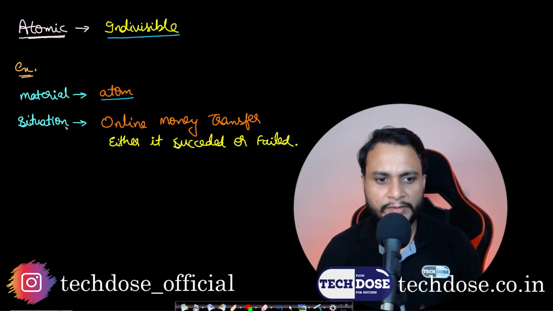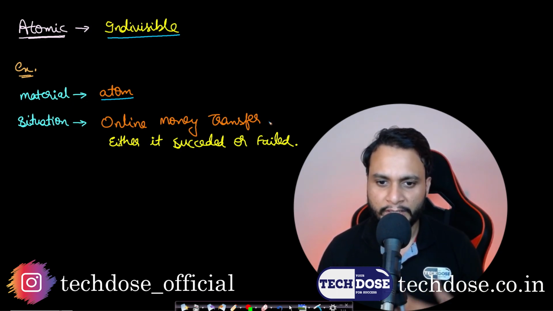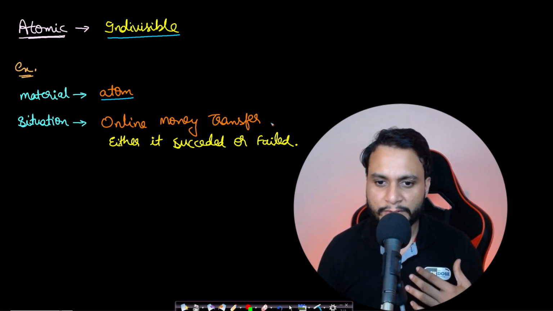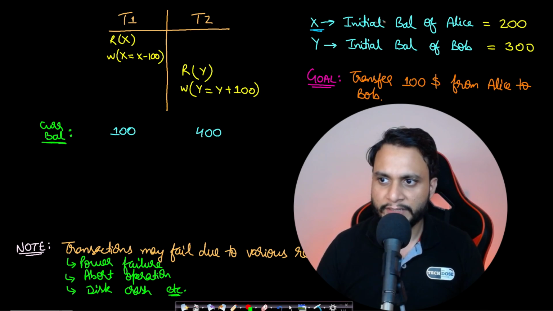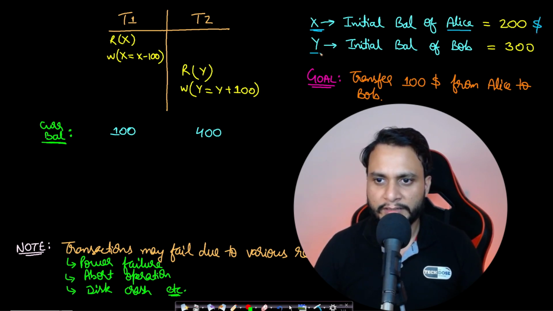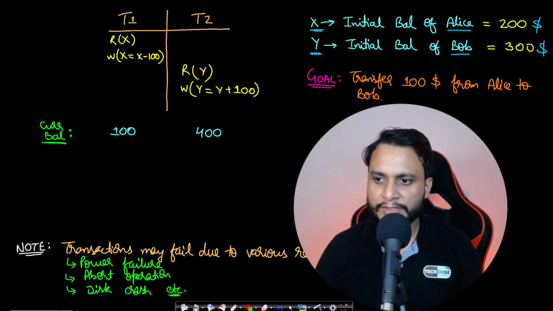On a situational level you can understand that whenever you are doing any online money transfer, then you want that transfer to either succeed or fail, but you do not want your money to get stuck in between. Let's try to understand this with an example. Let's say that X is the current balance of Alice, which is $200, and Y is the initial balance of Bob, which is $300. Our goal here is to transfer $100 from Alice to Bob.